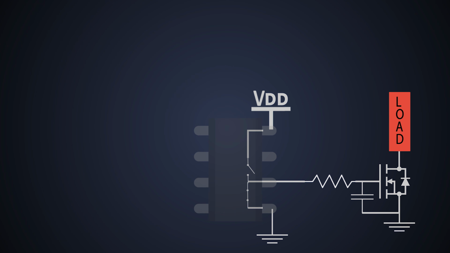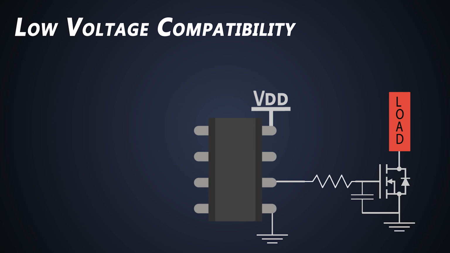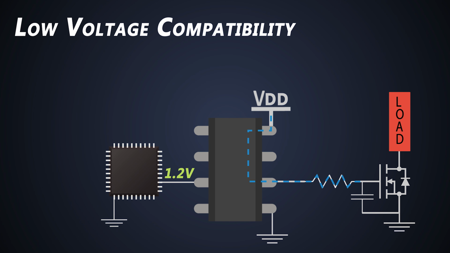The MOSFET gate driver provides important features such as low voltage compatibility. We can provide a voltage pulse at the input of the MOSFET gate driver as low as 1.2 volts, which minimizes the power losses at the input. And still the gate driver gives high gate voltage to turn on the MOSFET.